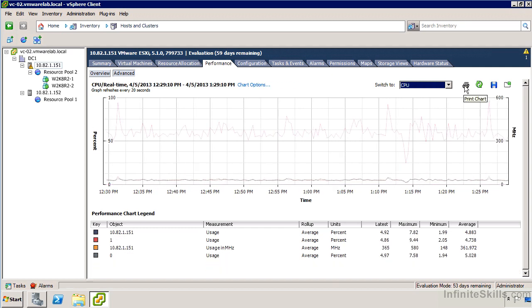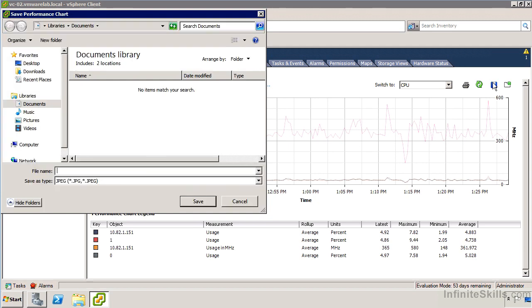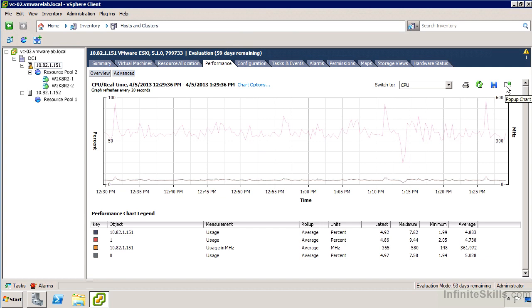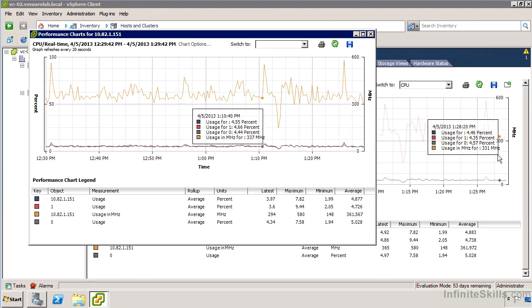You can see that we can print directly from here. We can do a quick refresh, although you see that does have an auto refresh as well. And when you go to save the data, it will actually export it as an image so that we can just copy and paste that into a document or a report that we might be generating. But you'll see that we also have a pop-up chart window that we can do. And if we click on that, we can get a separate window along with these other ones separately from the rest of the vSphere client.